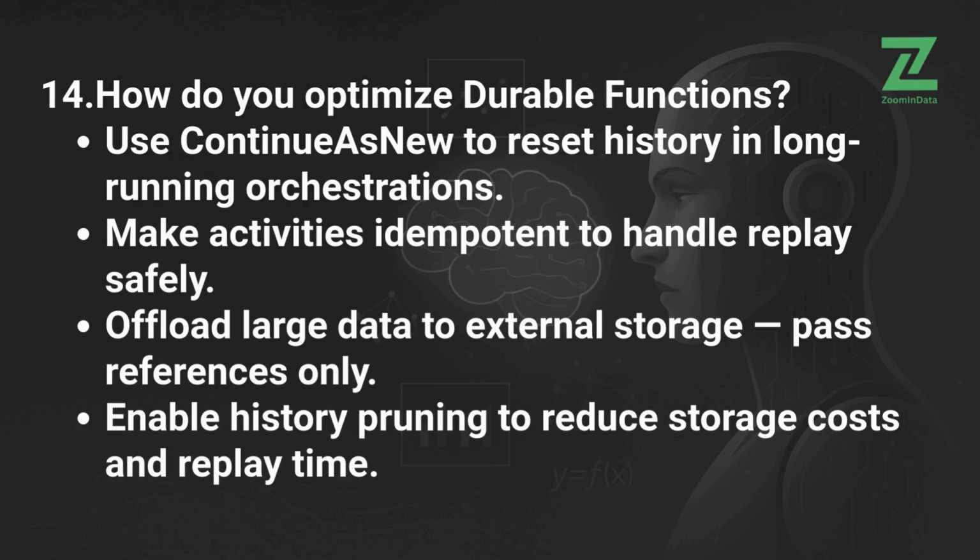How do you optimize durable functions? Use continue as new to reset history in long-running orchestrations. Make activities idempotent to handle replay safely. Offload large data to external storage. Pass references only. Enable history pruning to reduce storage costs and replay time.